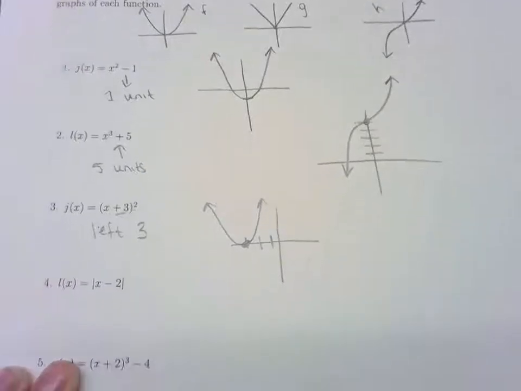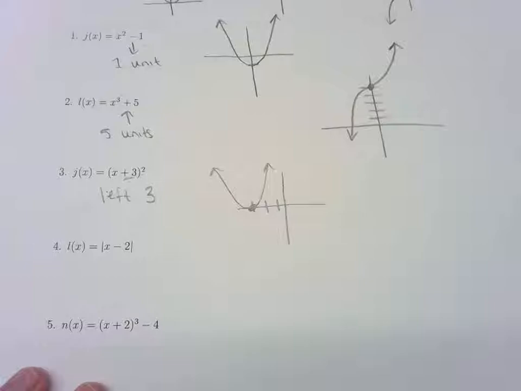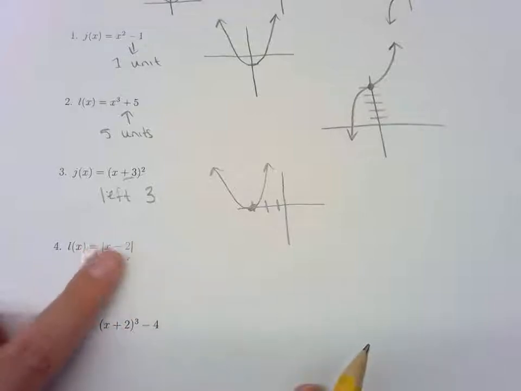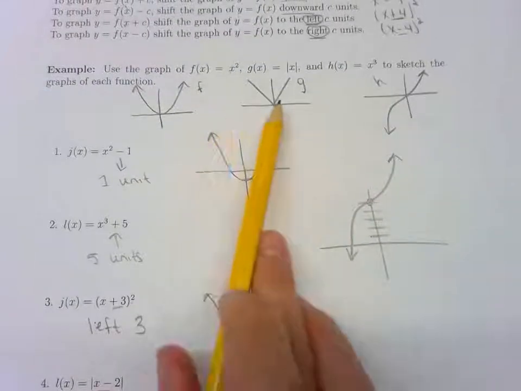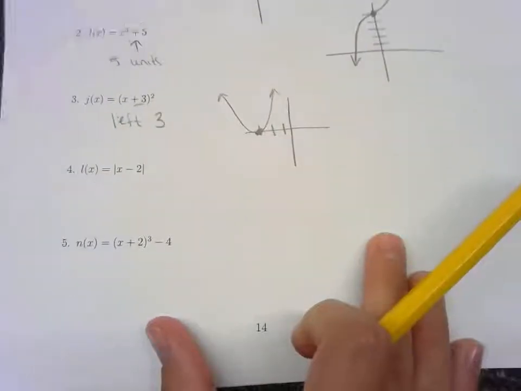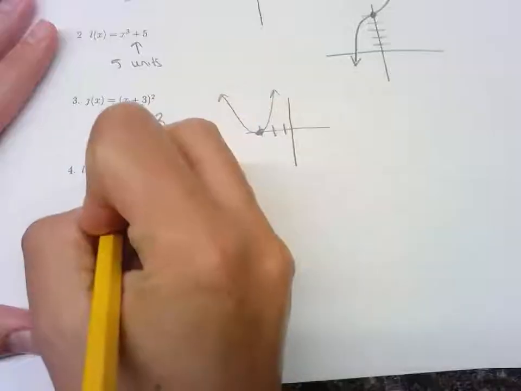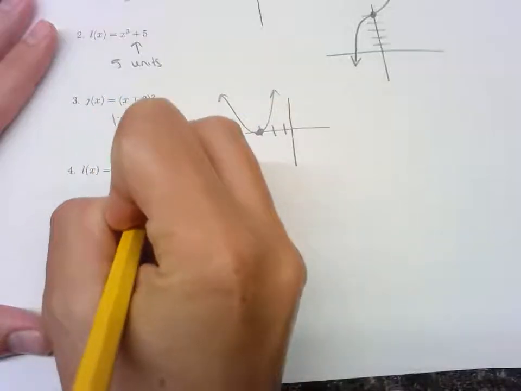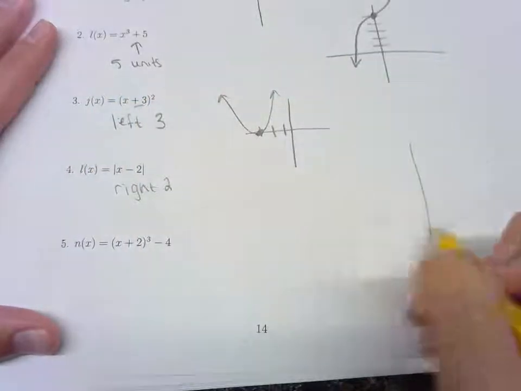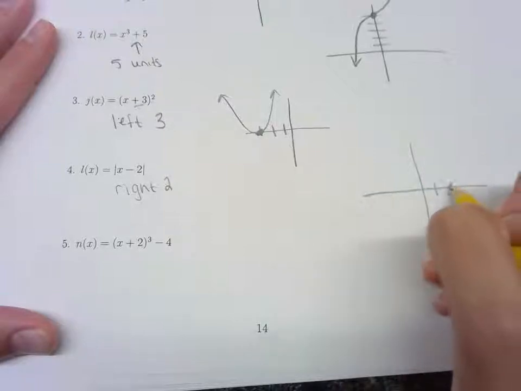Okay, number 4, we have L of x equals absolute value of x minus 2. Now our base function is this g, since it's absolute value. You have minus 2 on the inside, so that's going to be a horizontal shift, and it is to the right 2. So it looks like this.